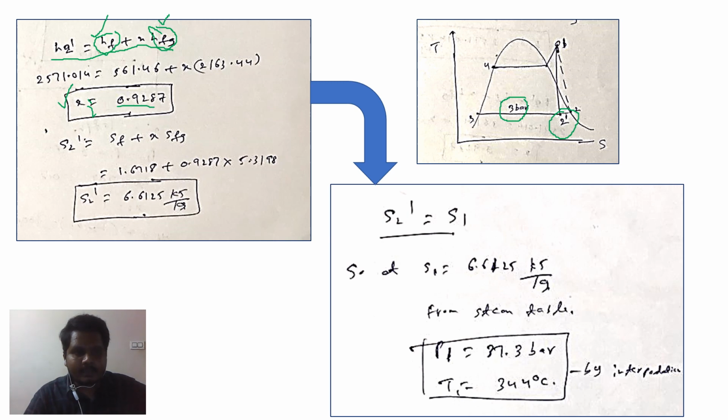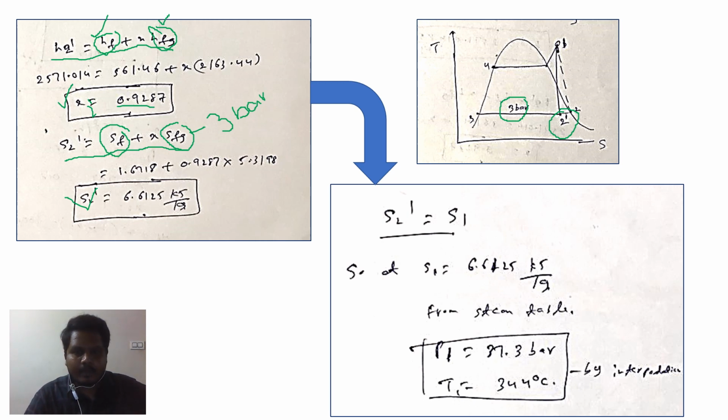We can write it as S2 dash equals SF plus X into SFG. Here SF and SFG values we have to take from the saturation steam table at 3 bar. So once you substitute the SF and SFG values, we can get S2 dash, that is 6.6125 kilojoule per kg.